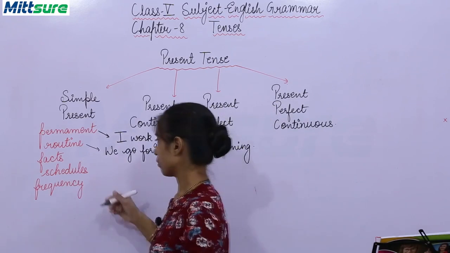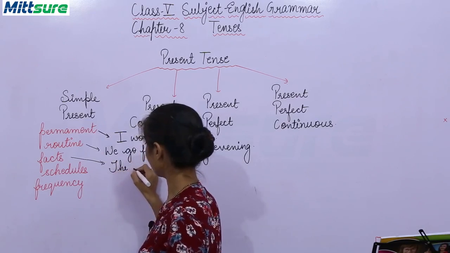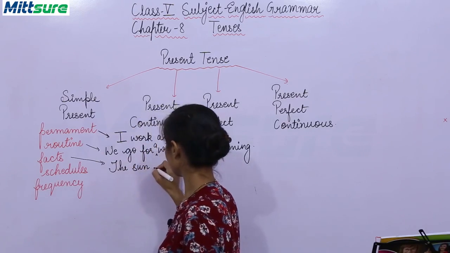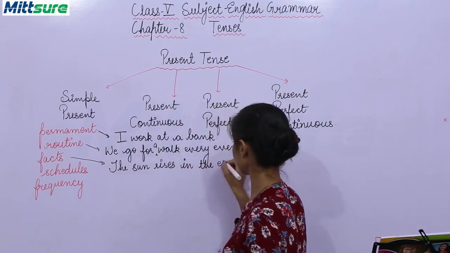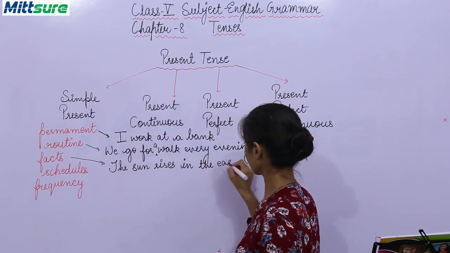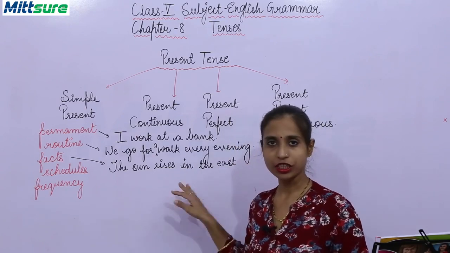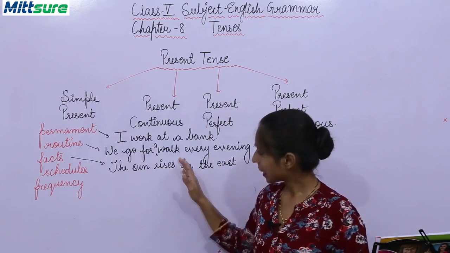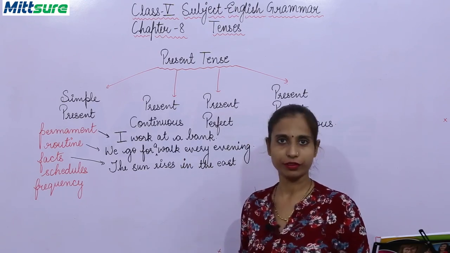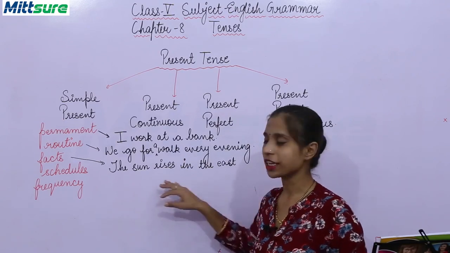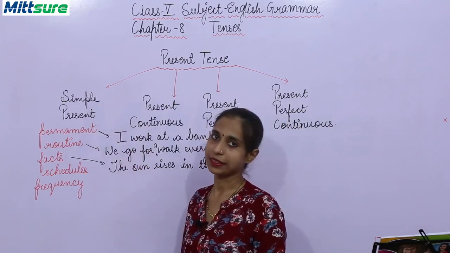Then we come to facts. Facts like the earth is round, or the sun rises in the east. Now, children, this is a universal fact. You cannot change it, right? Can you change the direction from where the sun rises? No. It has been rising in the east for billions of years, right? We cannot change these universal facts. So, universal facts also come under simple present tense.